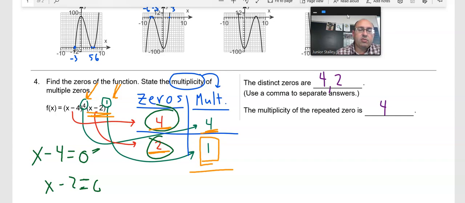Now, to be quite truthful, if I add them together, I get 5, and that goes along with the degree of this polynomial. I know you can't see it right away because you'd have to multiply it out.